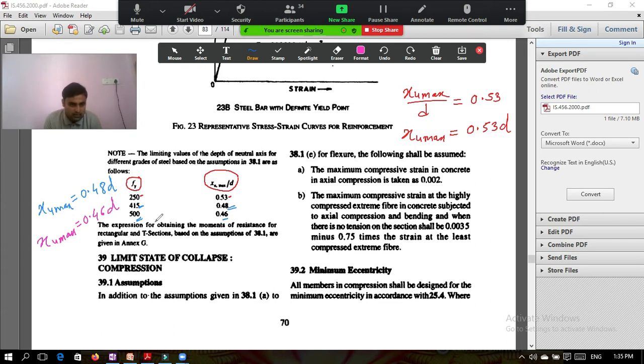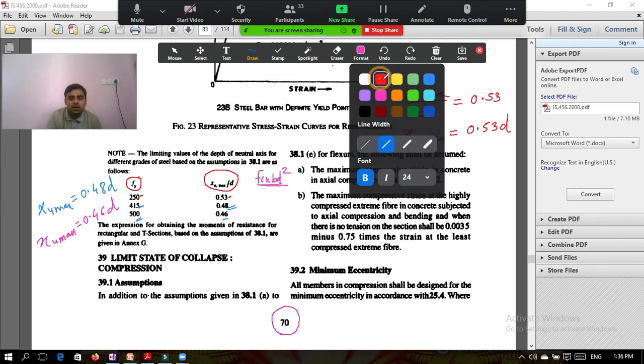There is no necessity to learn these values by heart. On page number 70 these values are given, which I have shown in the table, but the moment of resistance is not given. That value you should remember. The coefficients at least you should remember. We know that FCK BD square is the common term in the moment of resistance calculation. Just we have to remember the coefficient.